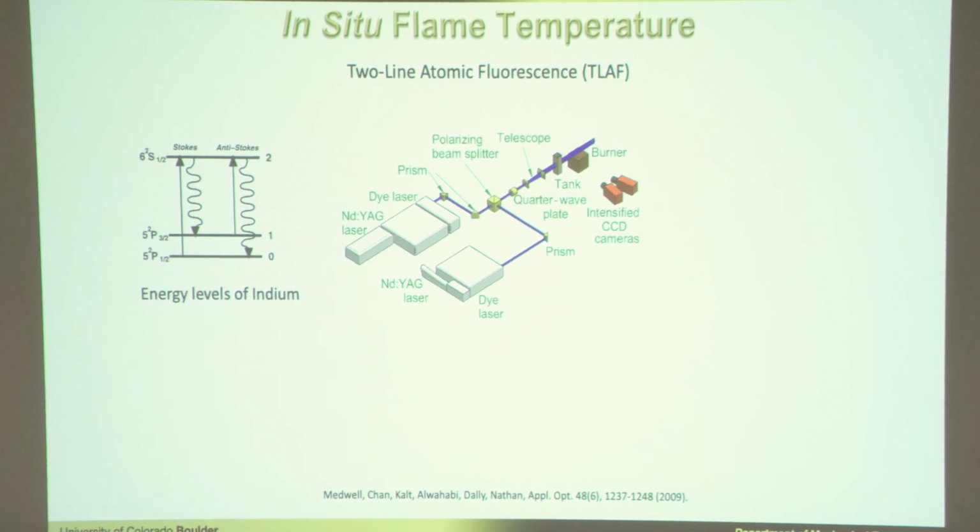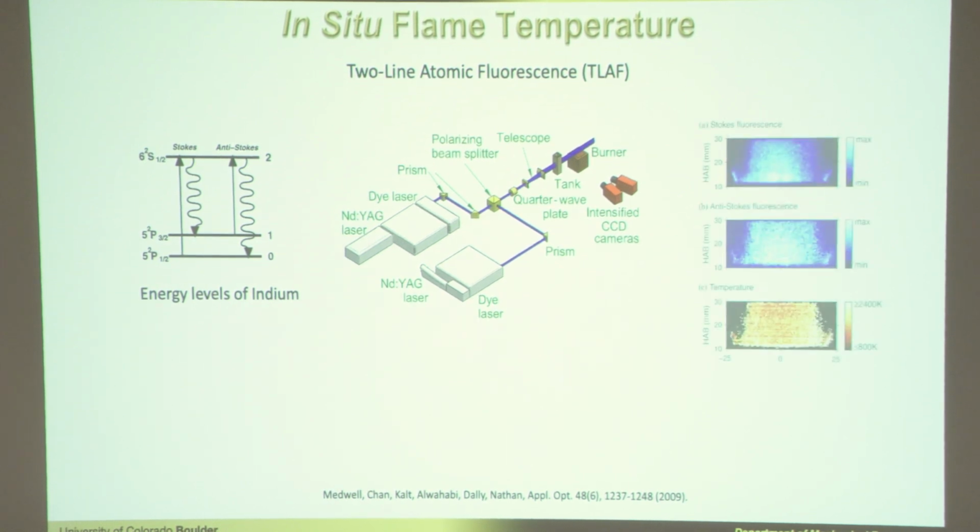This is a typical setup. You do have to have a laser, but it's not a super fancy laser. And you make your measurement with two different laser lines, two different wavelengths. So that's why you have two different laser systems there. If you have a stable system, I think you could probably make the measurement with just one laser and you tune between the two different lines. And here's an example of the Stokes fluorescence, the anti-Stokes fluorescence, and then they backed out the temperature from the Boltzmann distribution.